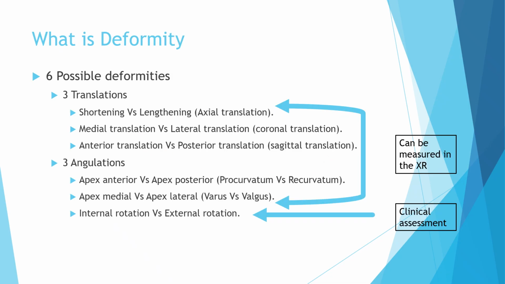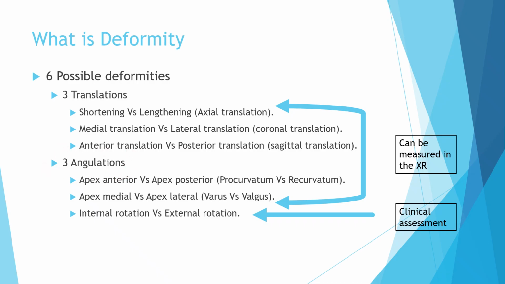In the first part, we discussed what is deformity in lots of detail, and we discussed that the deformity has 6 elements: 3 translation, 3 angulation. The translations are in the axial plane, shortening and lengthening; in the coronal plane, medial and lateral; in the sagittal plane, anterior and posterior; and the angulation is still in the 3 planes.